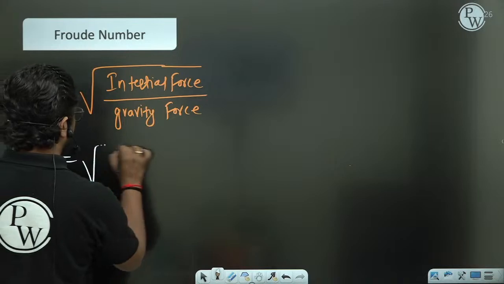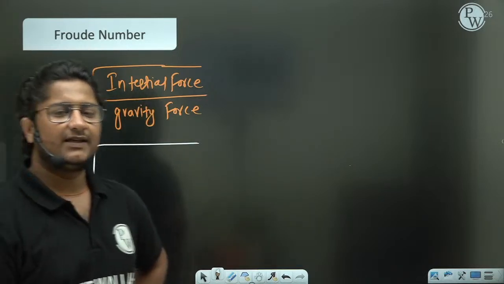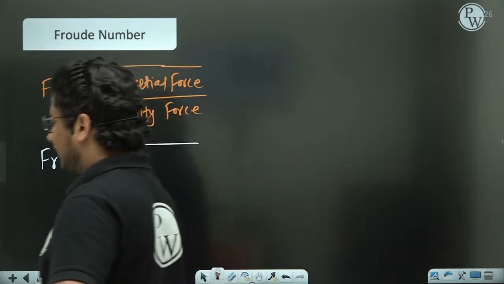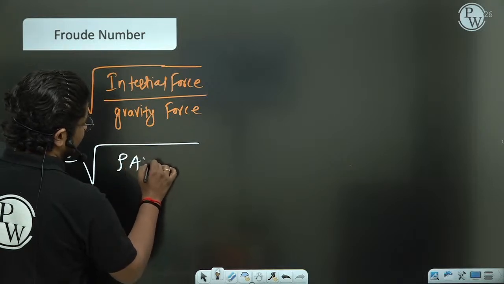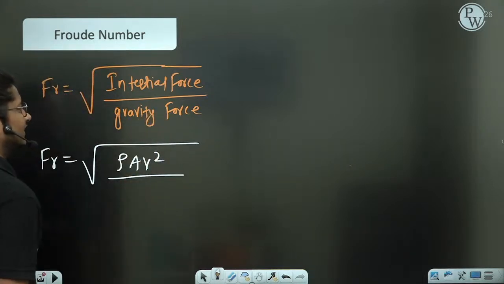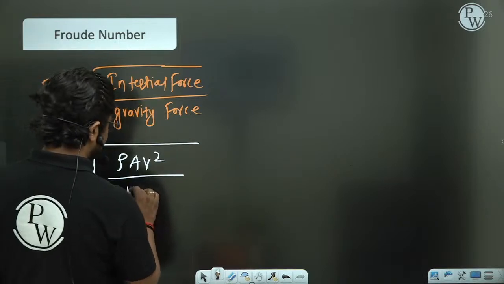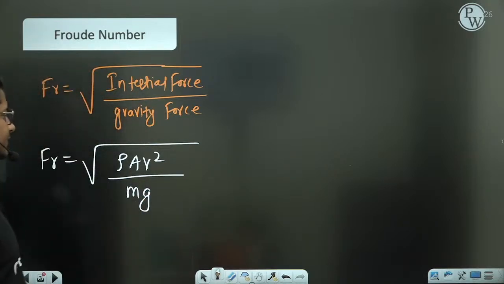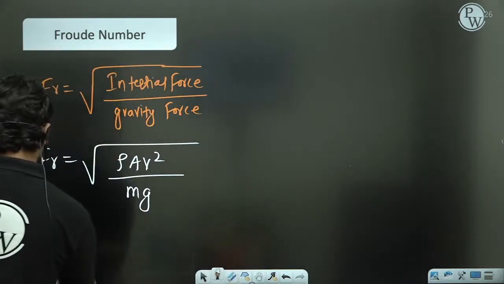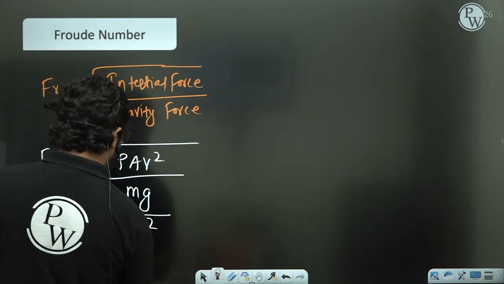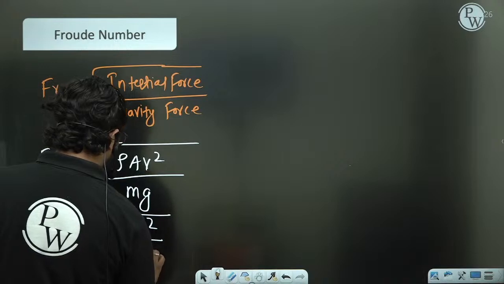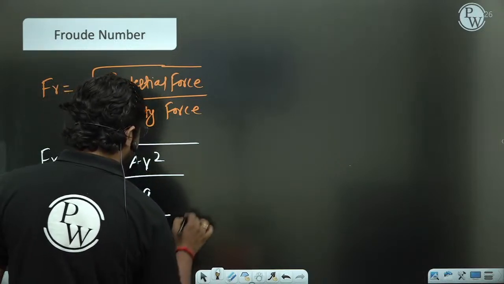So Fr is equal to inertial force. If you write Fi, it is nothing but rho A V square. Already I have discussed this part with you. Rho A V square divided by gravity force, which will be nothing but mg. Now here if you notice, my dear, Fr equals root under rho A V square divided by mass, and mass I can write as rho into volume into g. I don't think anybody will have any problem.